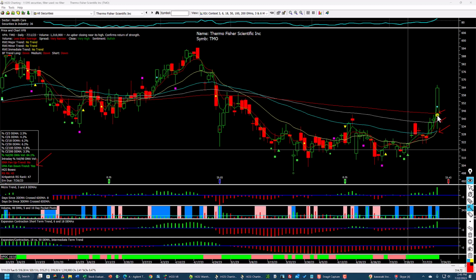We know where it is relative to the moving averages. But look at all of these VPA flags, and these go into my context analysis. Here's no supply. This is strength coming in. This is a confirmation of strength. And that happened on the day that the 3 crossed the 6.